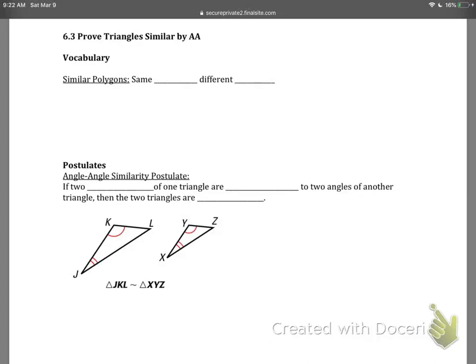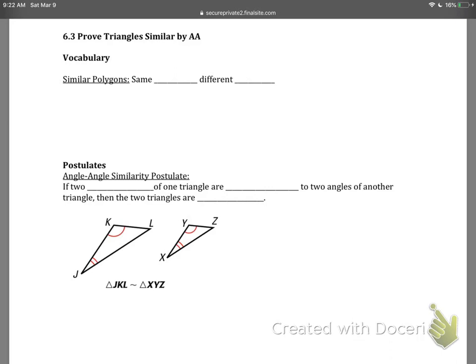Okay, this video is going to go over the 6.3 notes. So we're going to prove triangles are similar by AA. The big picture is that if you know two of the angles are the same, that's sufficient to say the triangles will be similar, because if two angles are the same, then that means that three angles have to be the same. So that's our underlying premise.